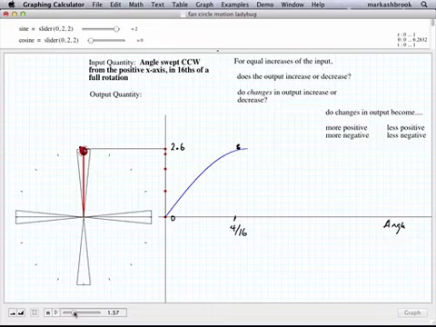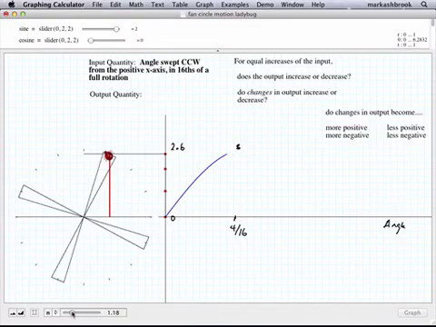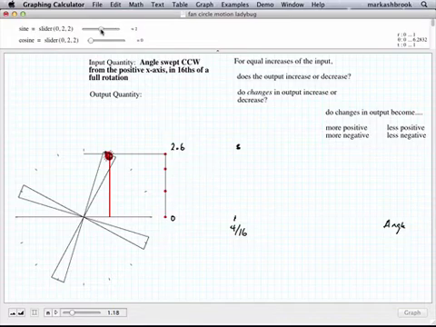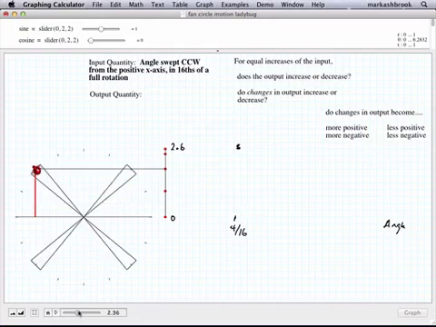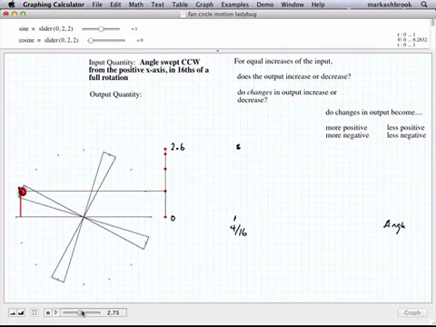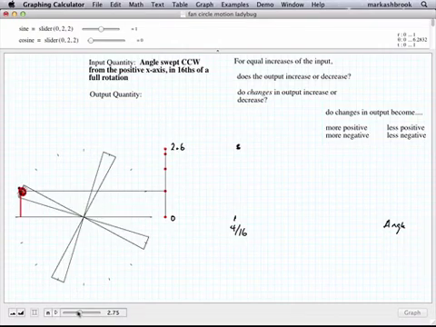So here's quadrant 2. Oh, shoot. Turn that off. Okay, here we go. Quadrant 2. Okay. Talk amongst yourselves. Work together.